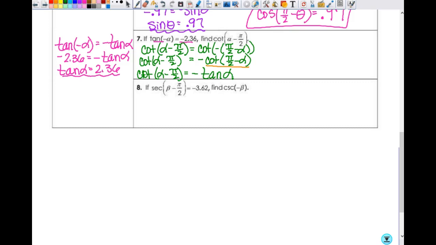So, do I know what tangent of alpha is? Yes, I do. Not only that, but I didn't even have to go this far. Because in the end, of course I didn't know this when I started, but in the end I actually want negative tangent of alpha. I have that right here, and that's this. So whether I substitute that in for the whole thing or this in just for the positive part, you get the same answer either way, it doesn't matter. But in the end I get that the cotangent of alpha minus pi halves is equal to negative 2.36.